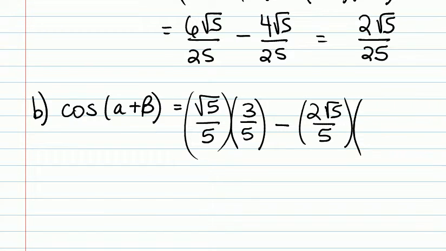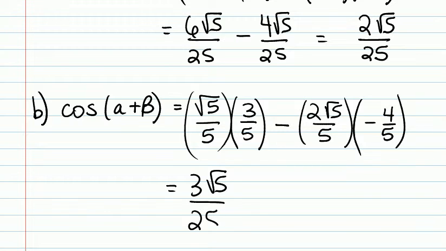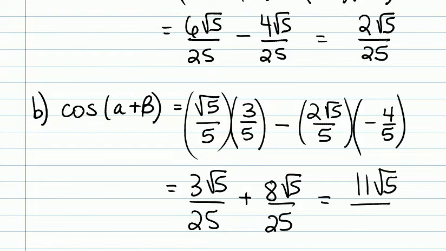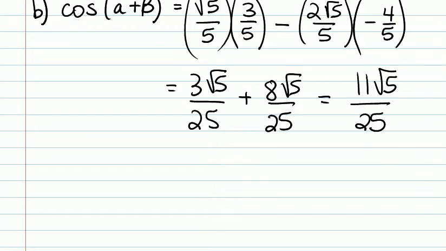So again, math with fractions. 3 root 5 plus 8 root 5 gives us an answer of 11 root 5 over 25. Part C. Oh, part C is just a sine again. Let's do part D instead.